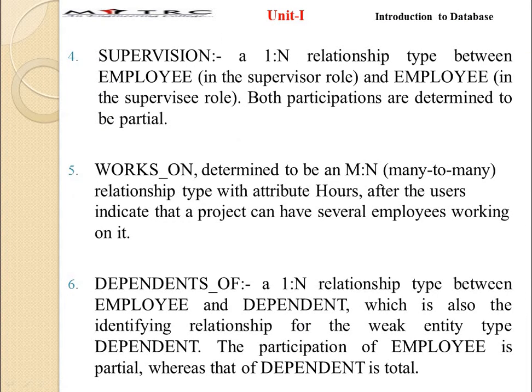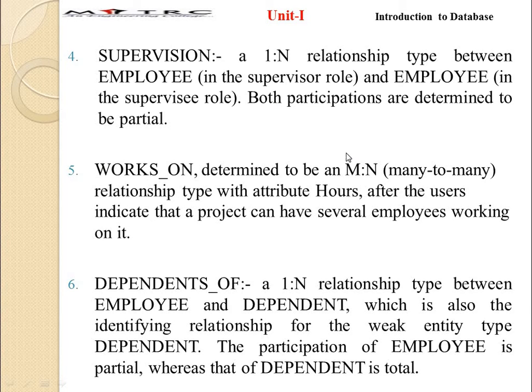Similarly, we have another type of relationship inside the ER diagram of the company database, that is supervision. Supervision shows the cardinality of a 1:n relationship between employee and employee. That means at one time the employee is playing the role of supervisor or boss, while at another time the employee is showing the role of supervisee or worker. So supervision is connected with the employee entity in two ways. One is in the role of supervisor, the second is in the role of supervisee, with the cardinality showing 1:n. And both participations are determined to be partial. Clear?